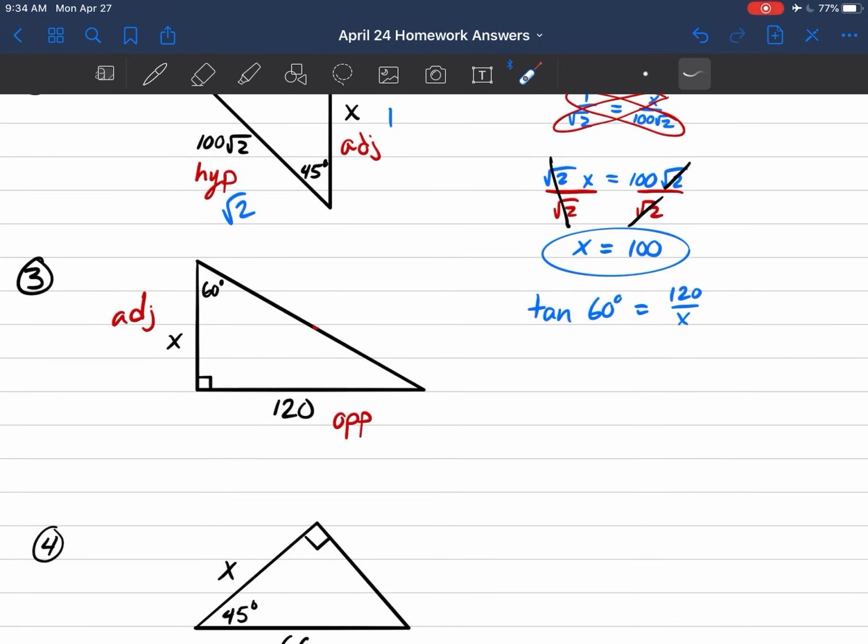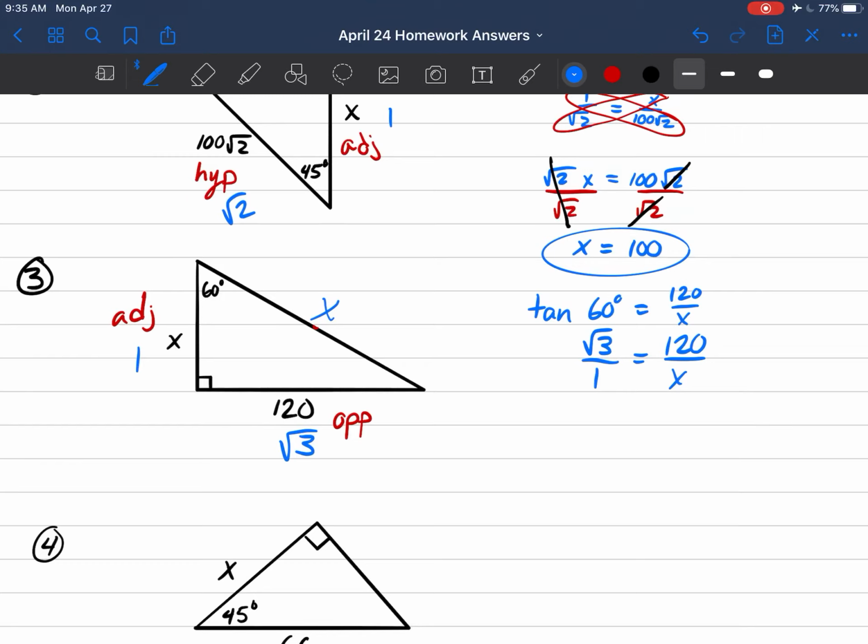So again, across from the 60 is going to be the square root of 3. And we don't need the hypotenuse, so nothing here. And then this one's going to be a 1. So you just set up your opposite over adjacent for that one. So square root of 3 over 1 equals, let me write larger. Square root of 3 over 1 equals 120 over x.